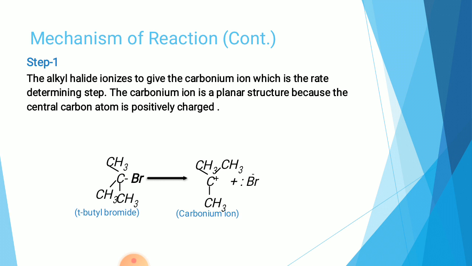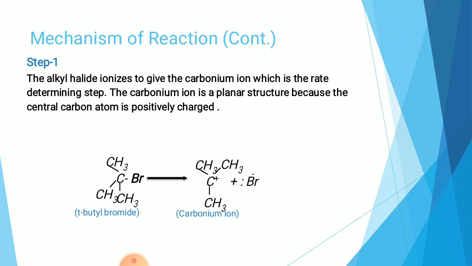The carbonium ion is a planar structure because the central carbon atom is positively charged, and this carbon is sp2 hybridized. Here we can take the example of an alkyl halide, tertiary butyl bromide, because to the middle carbon atom, or the substrate carbon atom, 3 alkyl groups, 3 methyl groups, are attached, along with one halogen group, bromide. So the structure will be tertiary butyl bromide.